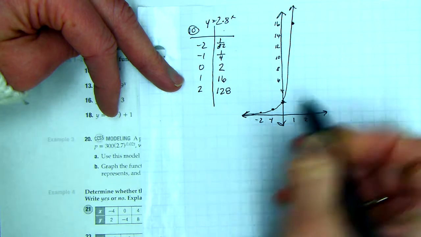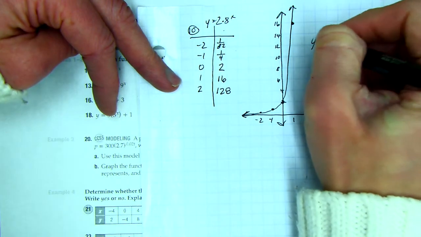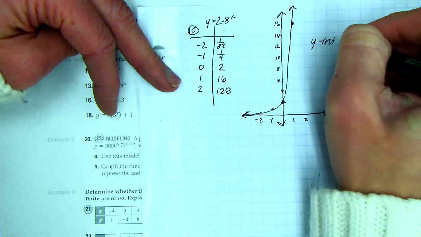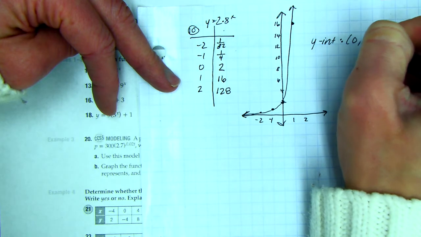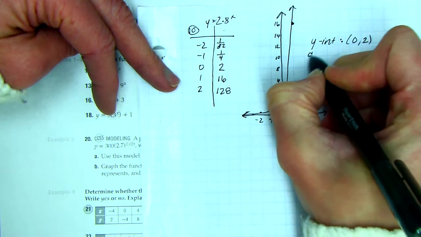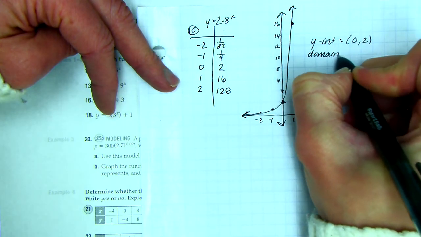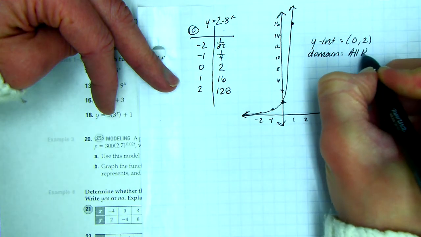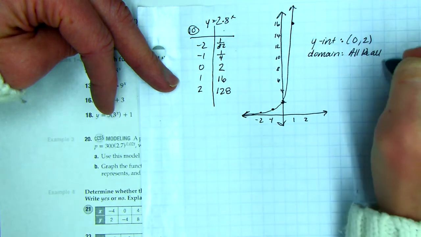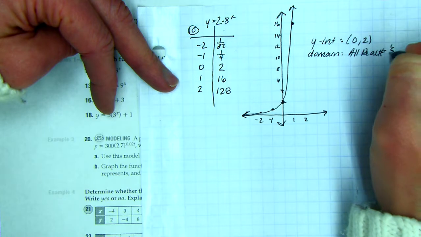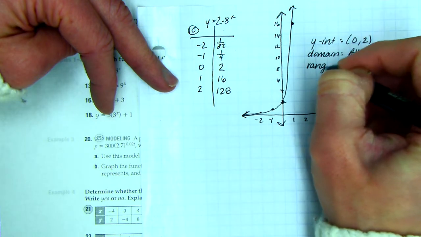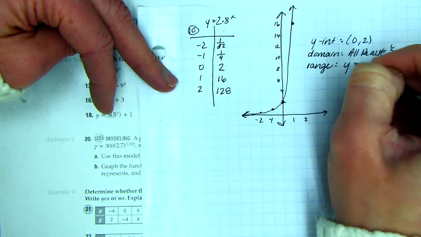You're going to do the best that you can. So the y-intercept is (0, 2). Domain, all real numbers. And range, y has to be greater than 0.